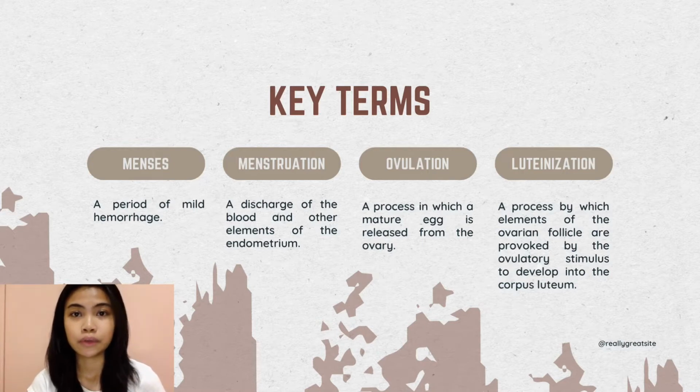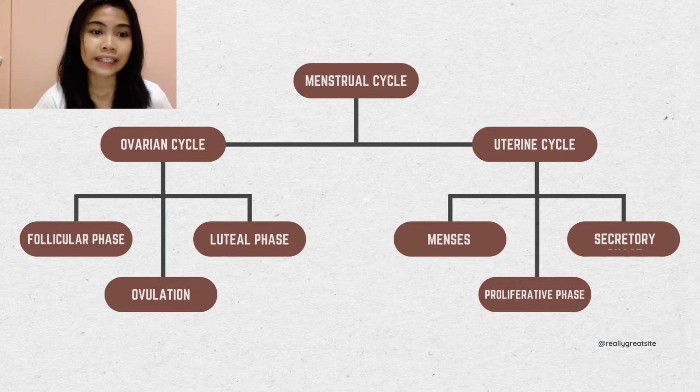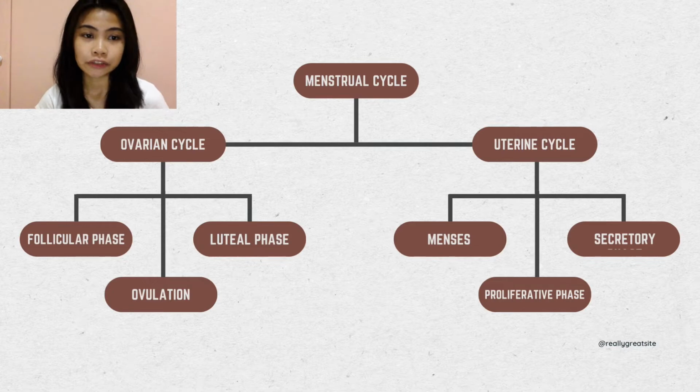And next, luteinization, a process by which elements of the ovarian follicle are provoked by the ovulatory stimulus to develop into the corpus luteum. So the menstrual cycle has two divisions, the ovarian cycle and the uterine cycle. So there are three phases under the ovarian cycle. Ayan yung follicular phase, ovulation, and luteal phase. While sa uterine cycle naman, menses, proliferative phase, and secretory phase.